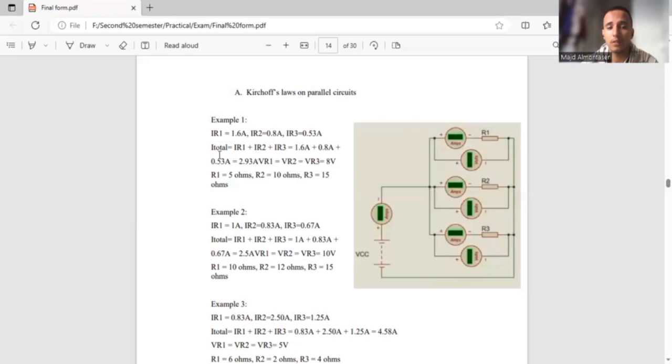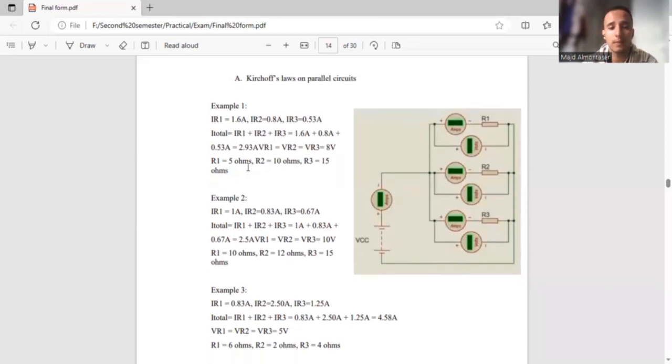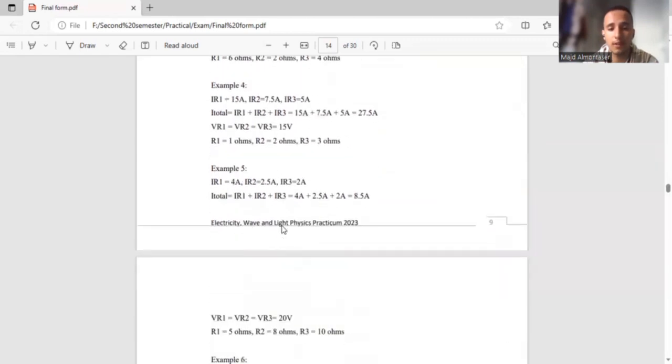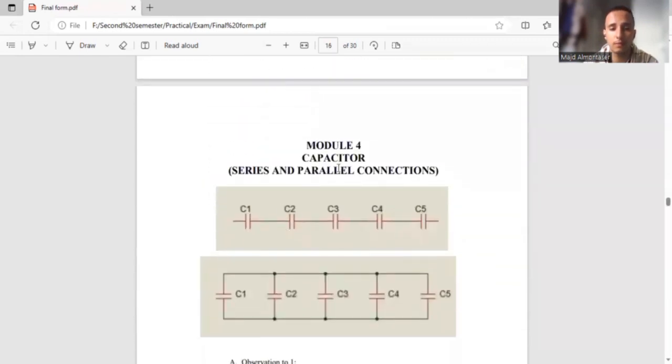And to find the I total, you can simply add them together. And in order to find the resistance, you could simply use Ohm's law, which is V equals R times I, or R equals V over I. And here are other examples with different values that apply the same rule.